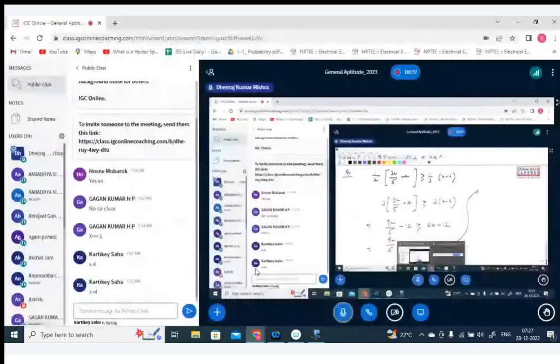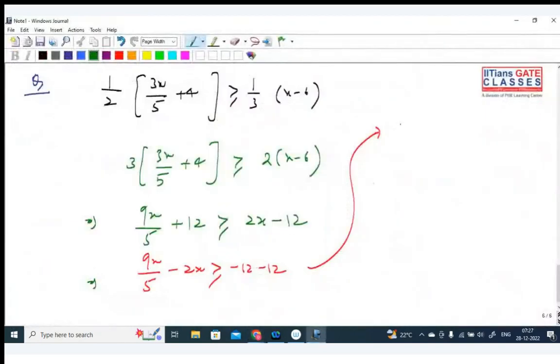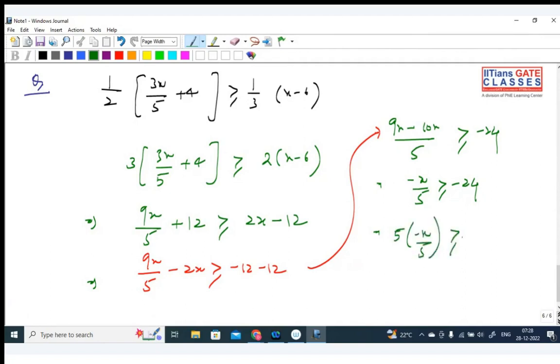I believe many of you might have got the answer here. So what will happen here is that this becomes 9x minus 10x, by 5, and this is minus 24. So this is minus x by 5 and minus 24. Now what you can do here is you can multiply by minus 5 or 5, whatever you want. If you are multiplying by a positive number, nothing is going to happen. So just multiply by 5 here. So it will become minus x only, and 24 into 5. So this is minus x greater than or equal to minus 24 into 5.